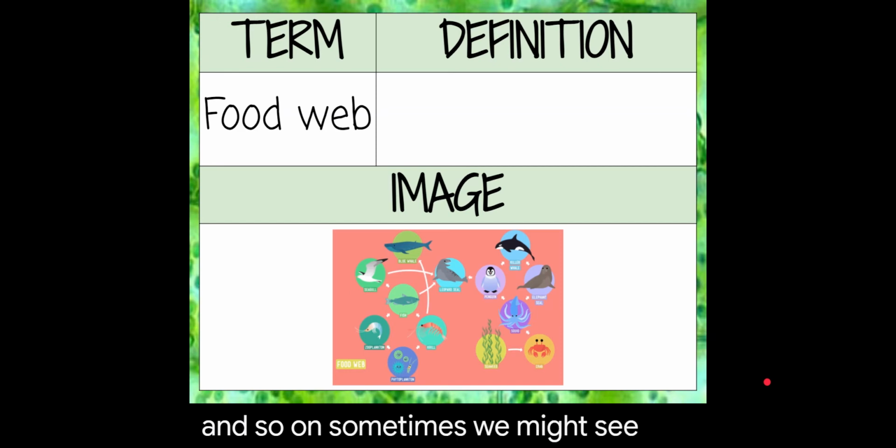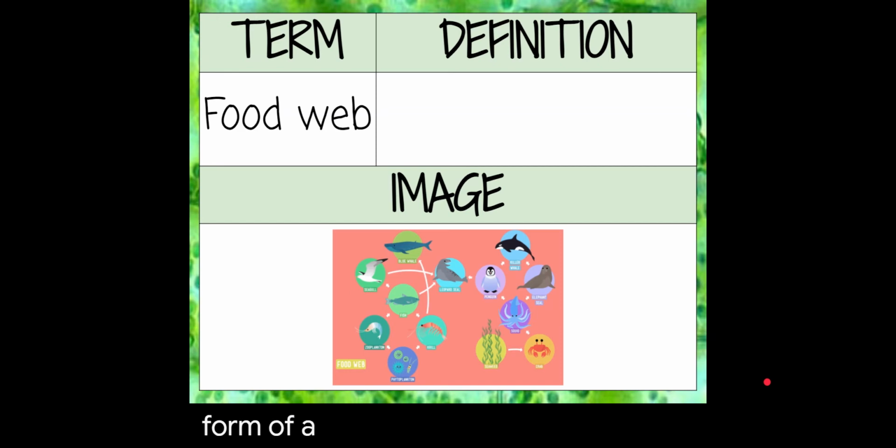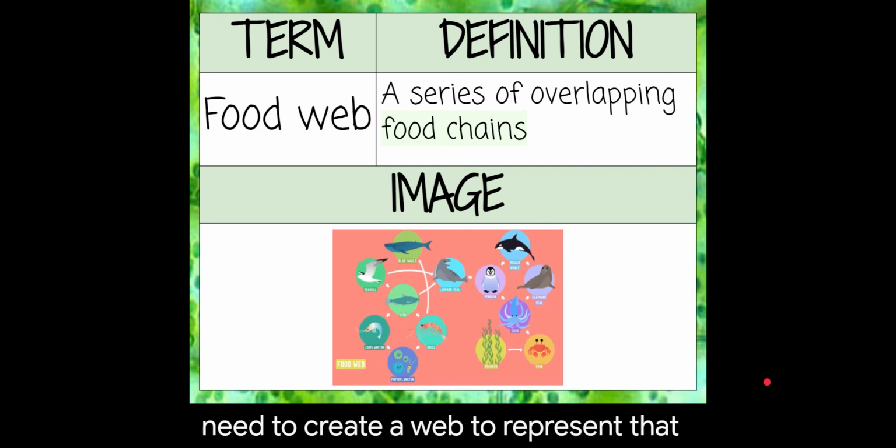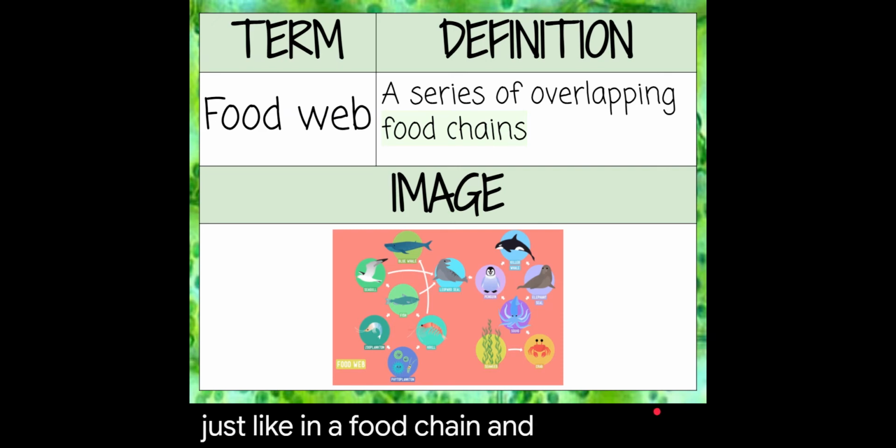Sometimes we might see something that is a little bit more complicated, and this would be in the form of a food web. So a food web is a series of overlapping food chains. Food chains go in a straight line, but if we have several food chains that are going to connect with each other and interact, like in an ecosystem, we might need to create a web to represent that. Just like in a food chain, energy is going to move from the eaten to the eater, and the arrows will represent that flow of energy.